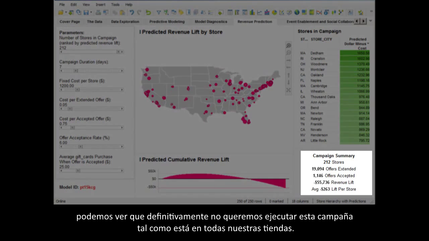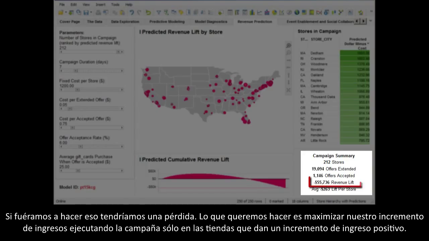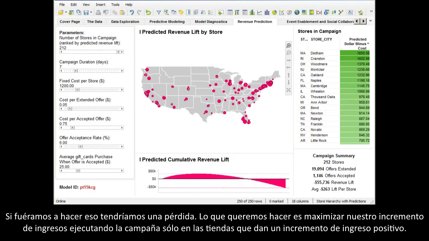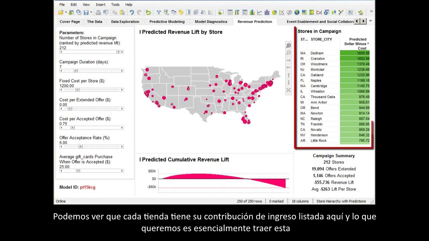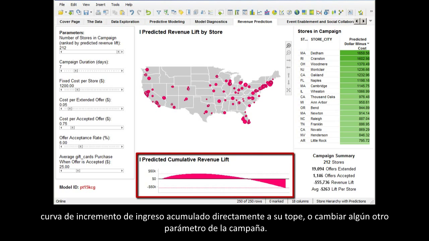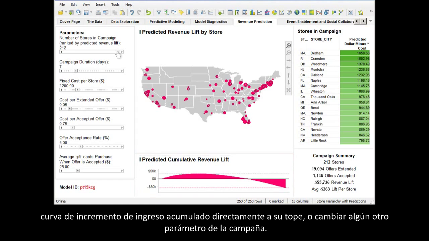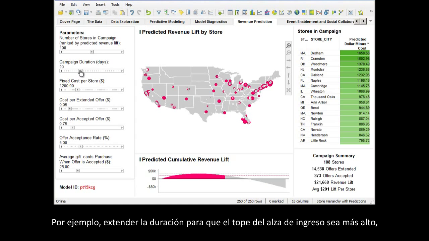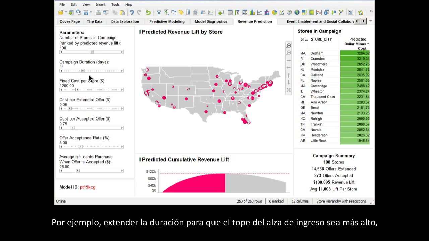We can see that we definitely do not want to run this campaign as is in all our stores. If we were to do that, we would result in a loss. What we want to do is maximize our revenue lift by running it in only the stores that give us a positive revenue lift. We can see each of the stores has its revenue contribution listed here, and we want to essentially bring this cumulative revenue lift curve directly to its peak and no further, or change some of the parameters with the campaign. For instance, extend the duration such that the peak revenue lift is higher.